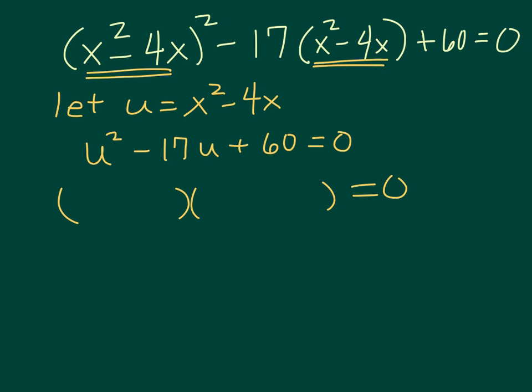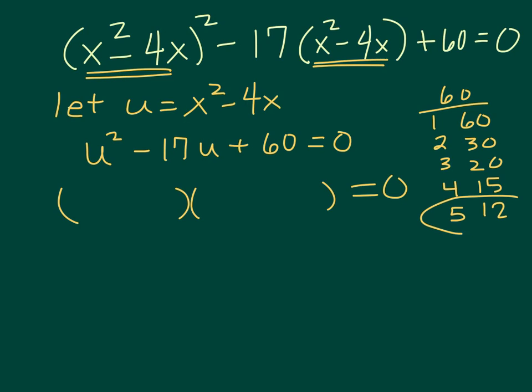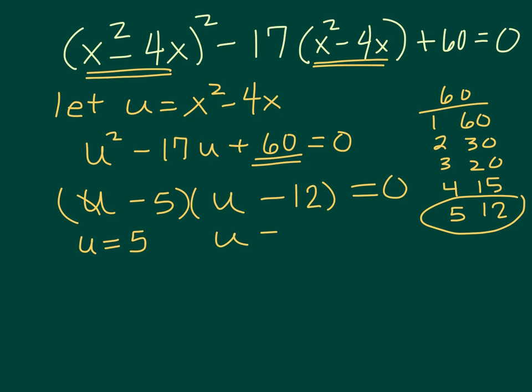So this polynomial also factors. If we're looking for two things that multiply to 60, we might make ourselves a list. And we might notice right here that if I had a minus 5 and a minus 12, they would multiply to positive 60 and add to negative 17. So we'll factor this as u minus 5, u minus 12, giving us u equals positive 5 and u equals positive 12.